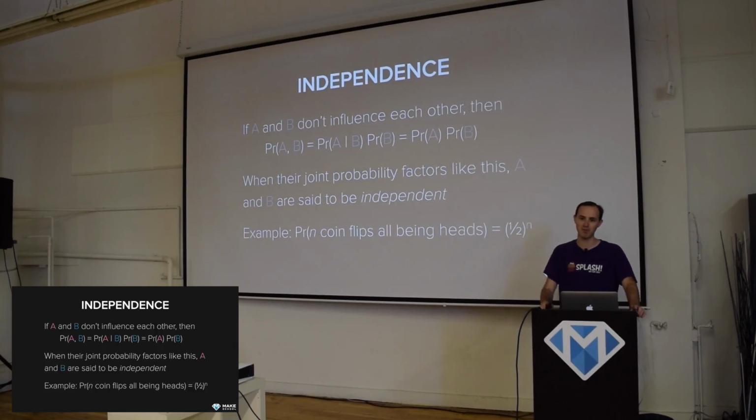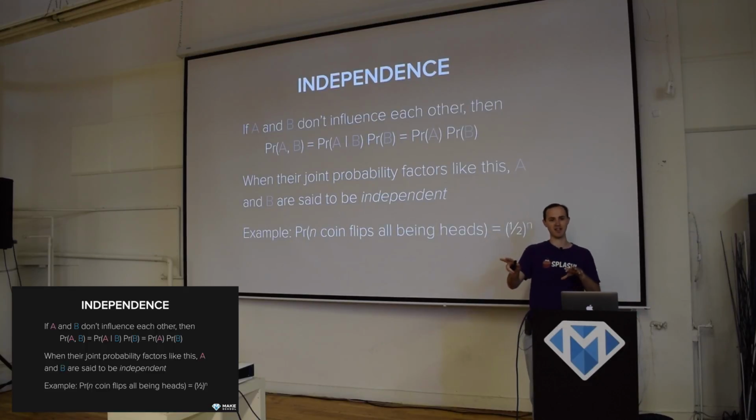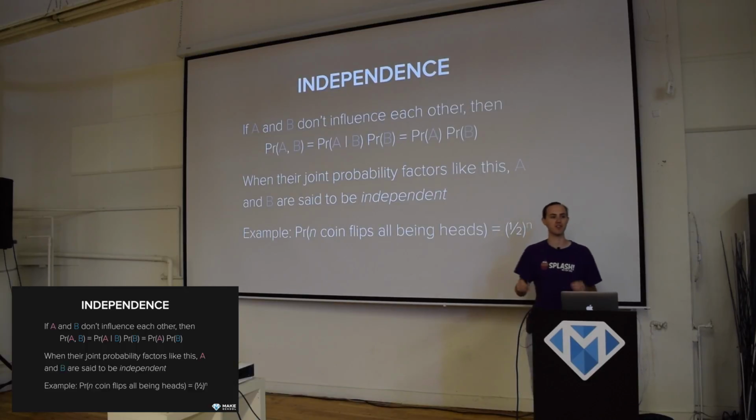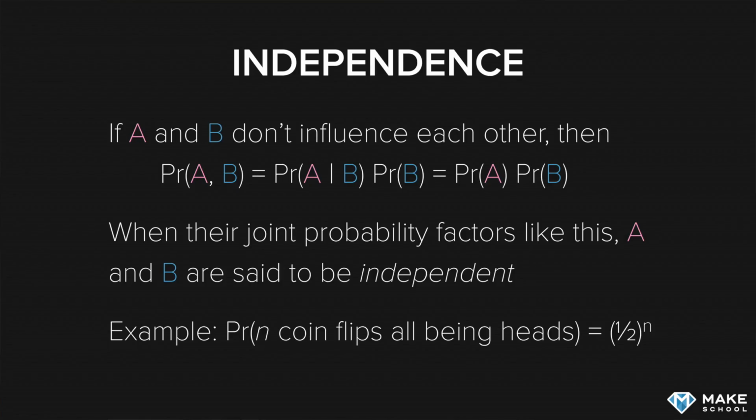So we talked before about mutual exclusion, right? This is where one or the other thing can happen, but not both. So there's a very tight connection between those 2 things. If you know one of them happened, that means the other one for sure did not. So the other end of the spectrum is independence. This is where the 2 things don't affect each other at all.